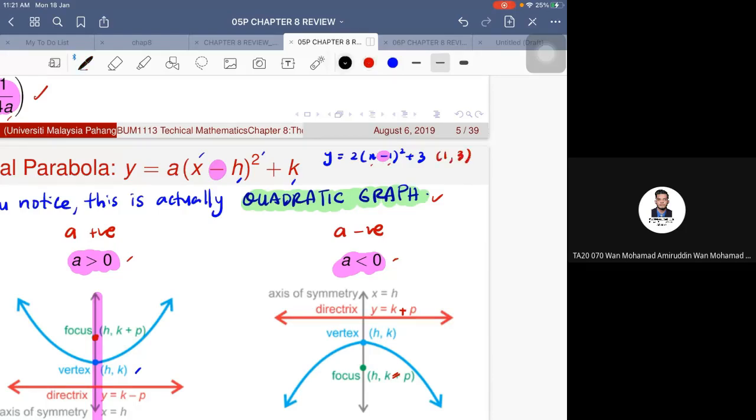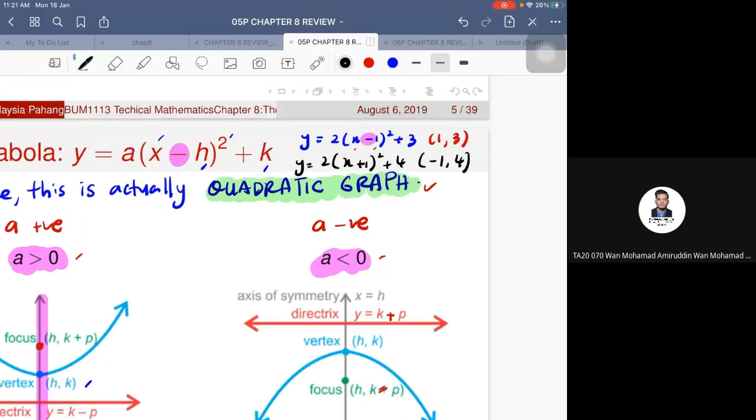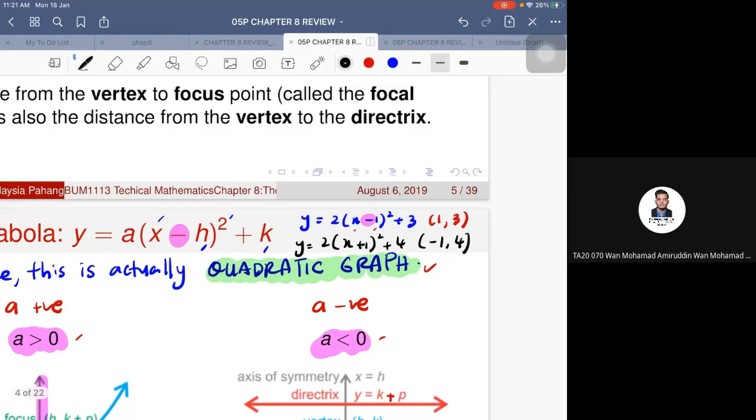Tetapi, what if kita ada Y sama dengan 2 darab X tambah 1 square tambah 4? Automatically nilai X you akan jadi negatif. So dia adalah negatif 1, 4. Kenapa negatif 1, 4? Sebab 2X tambah 1 square sebenarnya sama dengan 2 kali X tolak negatif 1 square. Sebab syaratnya kita hanya boleh identify nilai H selepas tanda tolak. Kalau dia tambah, maknanya nilai H adalah negatif. Dan H ni sentiasa nilai dengan X.